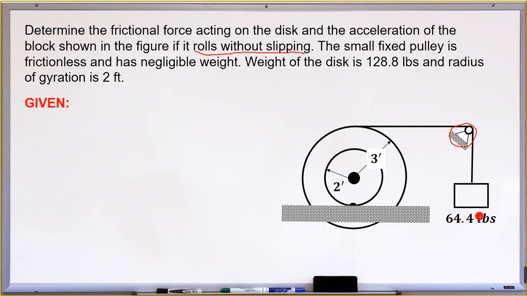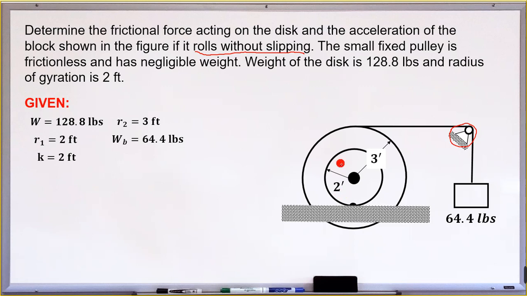Okay, so don't forget to indicate the given. So these are the weight of the disc. R2 represents the larger circle, whose radius is 3 feet, and then R1 represents the drum, the radius of the drum, which is equal to 2 feet. And then we also have the weight of the block equal to 64.4. And lastly, we have the radius of gyration of the disc plus this drum.